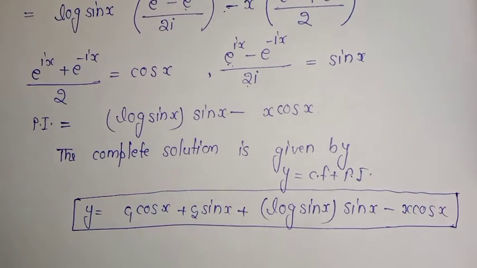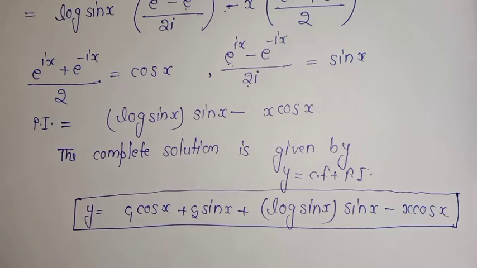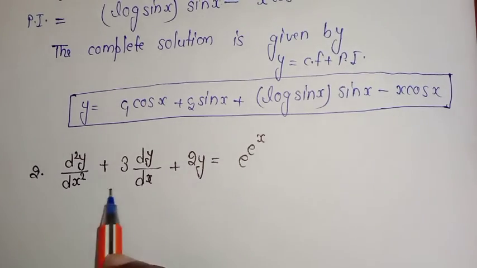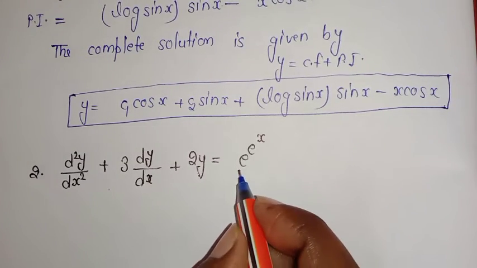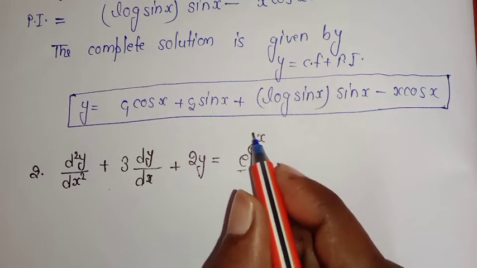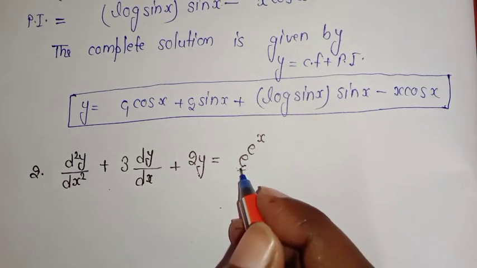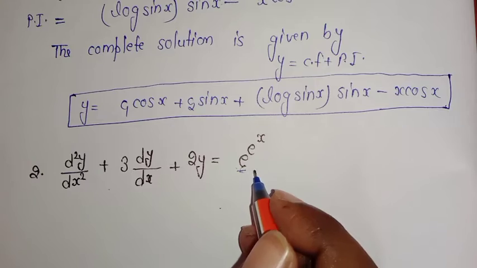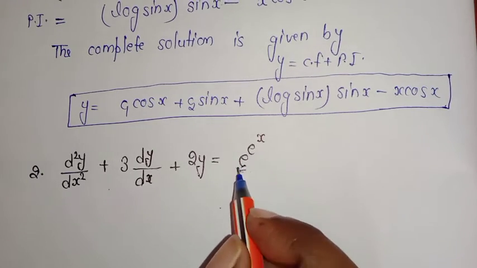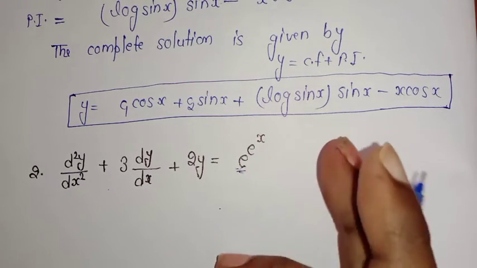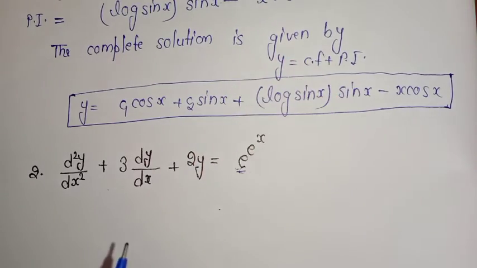Now I am going to take our next example. This is our next example. Here you can see our Q is an exponential term, but it is a little tough to find the particular integral in this case. So we will use our formula that I told you at the start of the video.